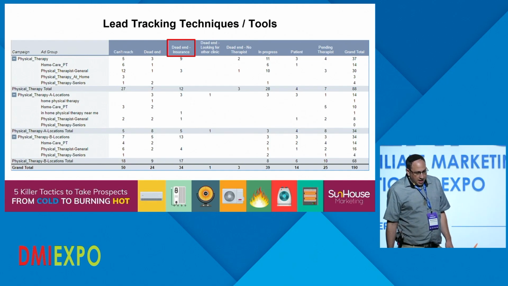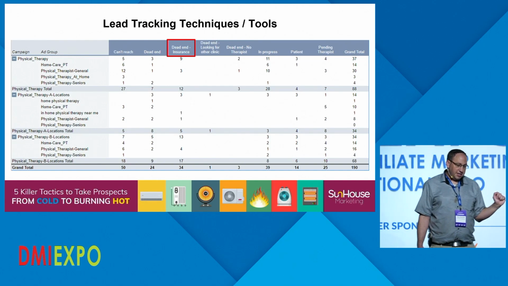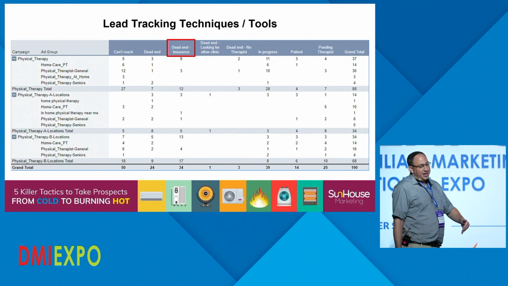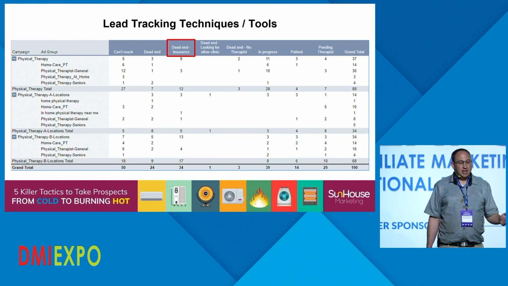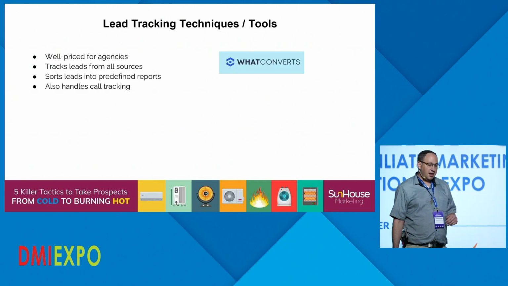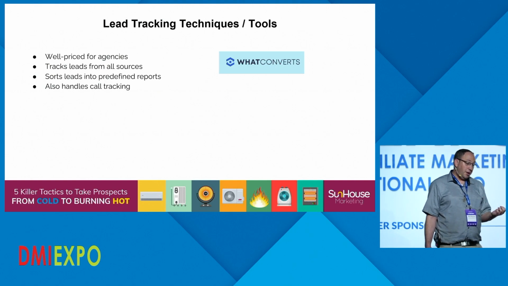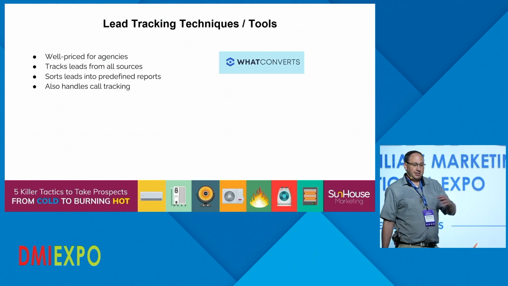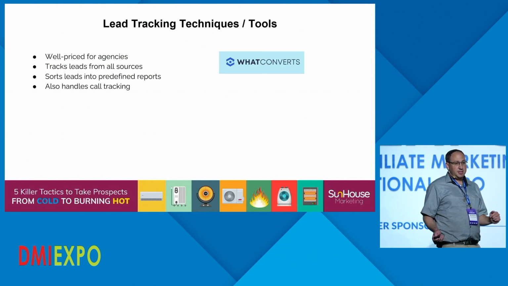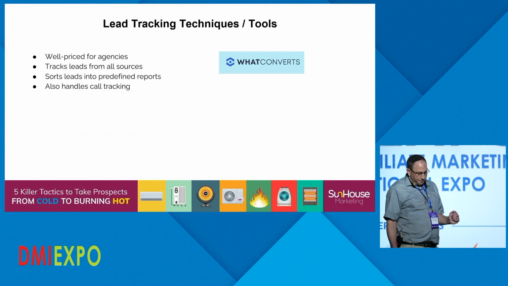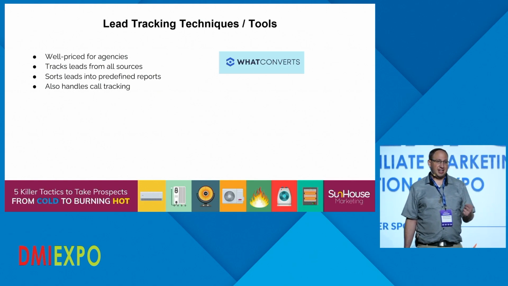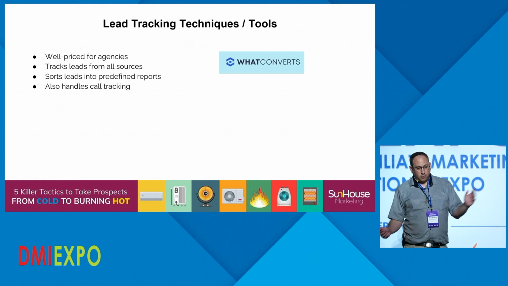There's a few ways. If you're an Excel whiz, you can pull all of your leads into a spreadsheet and create a pivot table around this. But there are also tools that we like using. An example is What Converts. This is a really well-priced tool for agencies where it tracks the leads from all of the different sources, and it puts them into a lot of predefined reports based on different parameters, like I'll show you in a second. Also, it handles call tracking. So if you're using things like CallRail or CallTrackingMetrics, this can be a one-stop shop that handles both of these.